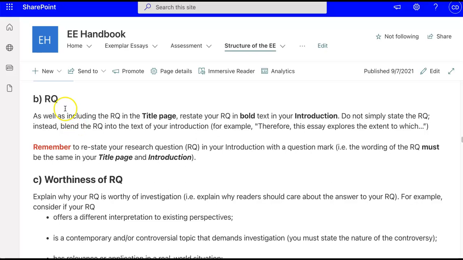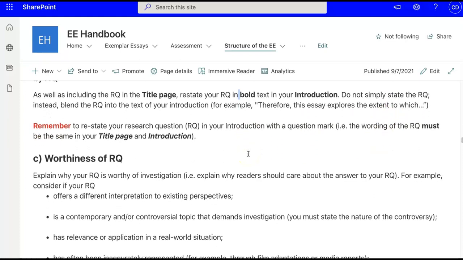Moving on to the research question. I recommend, or at least not just I recommend, the IB wants you to have the research question in bold text, and instead of simply restating the research question, blend the research question into your introduction. So, for example, say, "this essay explores the extent to which," and then write your research question in bold.